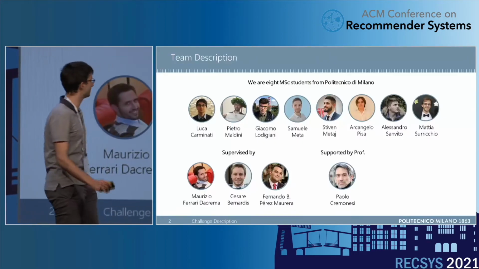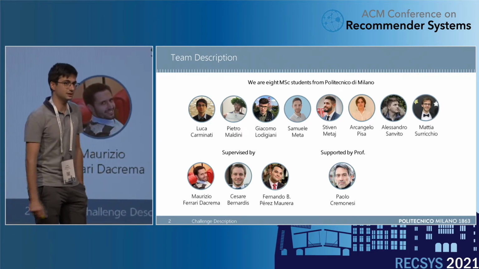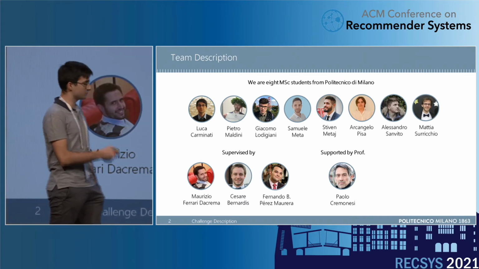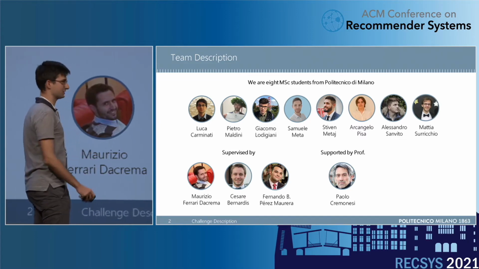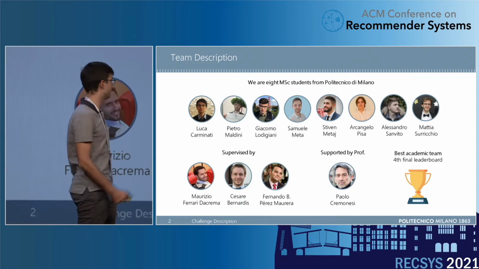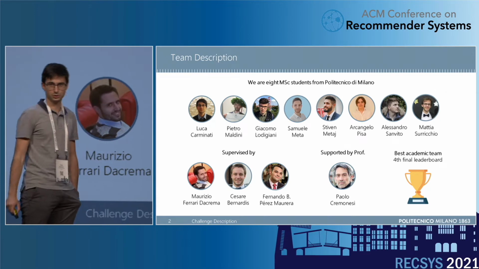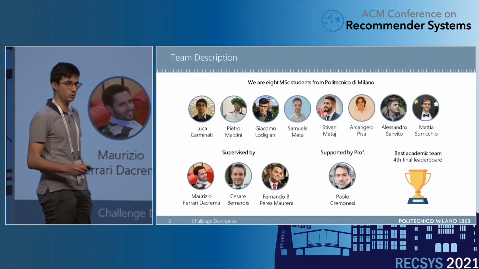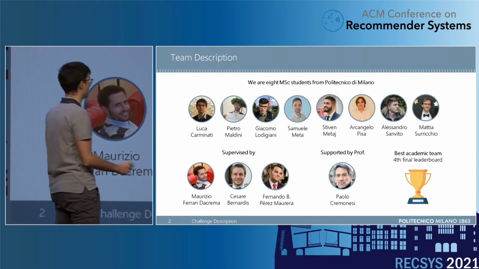First, let's present our team. We are 8 Master of Science students from Politecnico di Milano that have been coordinated by 3 PhD students and have been supported throughout the challenge by Professor Paolo Cremonesi, who we thank very much for his support. Our final standing on the general leaderboard has been the 4th position, and we have been awarded as the best academic team. Our solution is particularly interesting from the point of view of the inference time, which is up to a quarter shorter than other top solutions in the challenge.